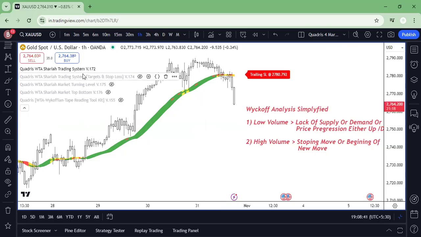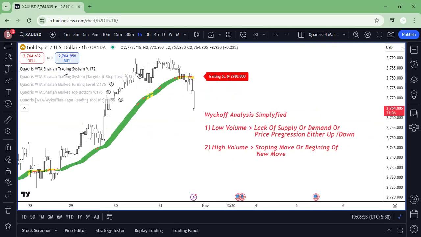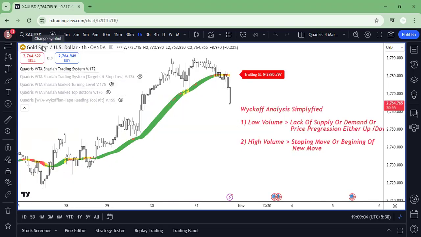So I have developed this system. It comes, as I mentioned earlier, with the Wyckoff low volume pullback and Wyckoff high volume pullback. Now if I have to say, we are observing XAUSD. I'm talking about the Sharia trading system, and I'm using XAUSD for this example.